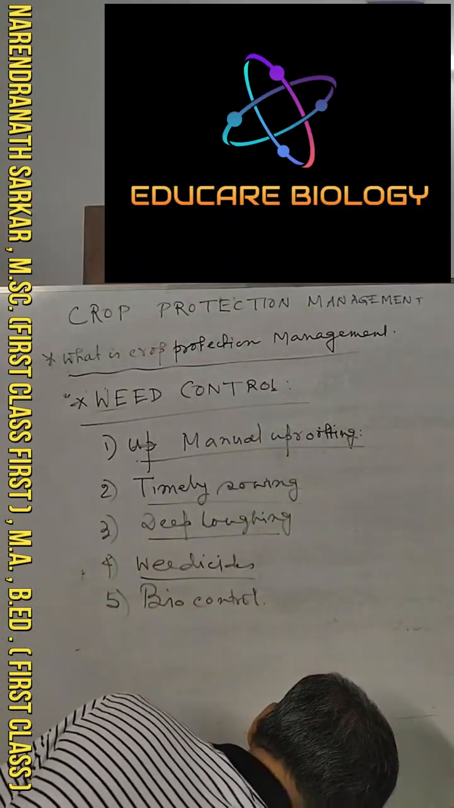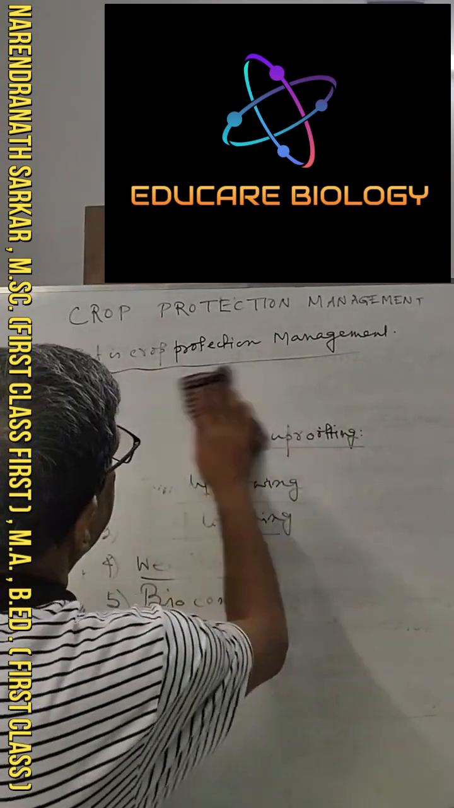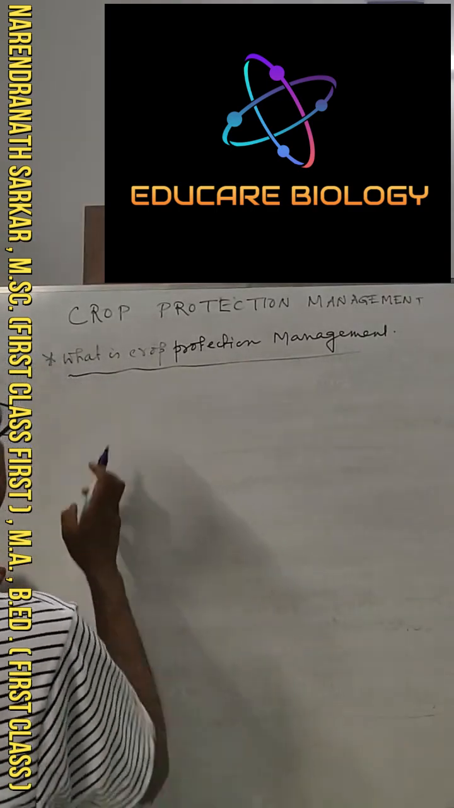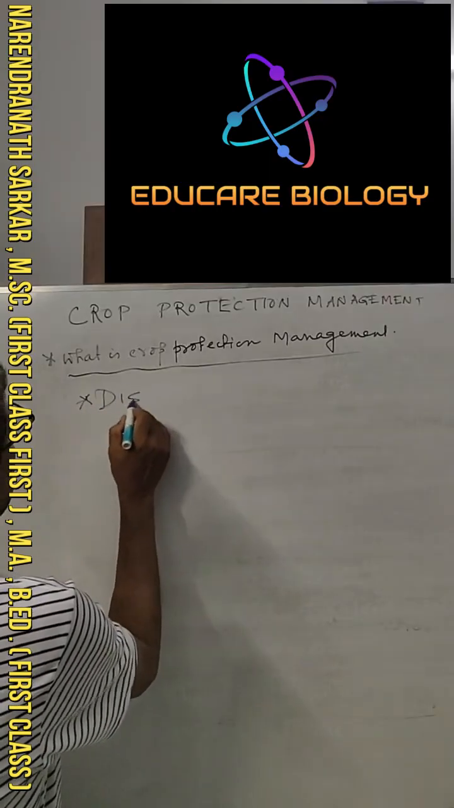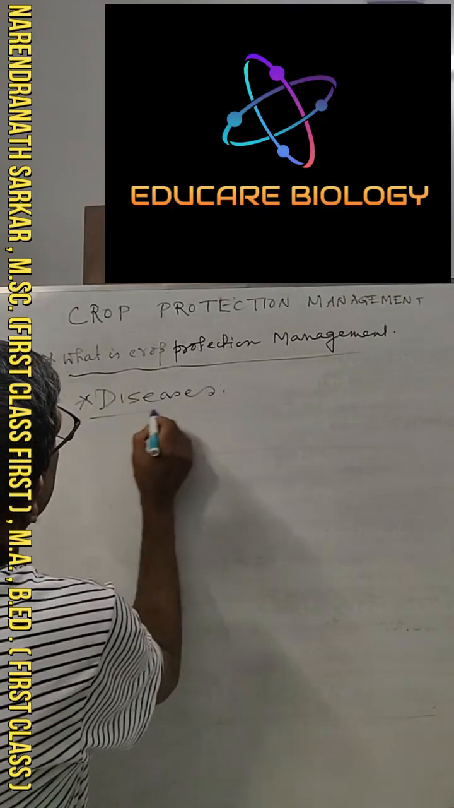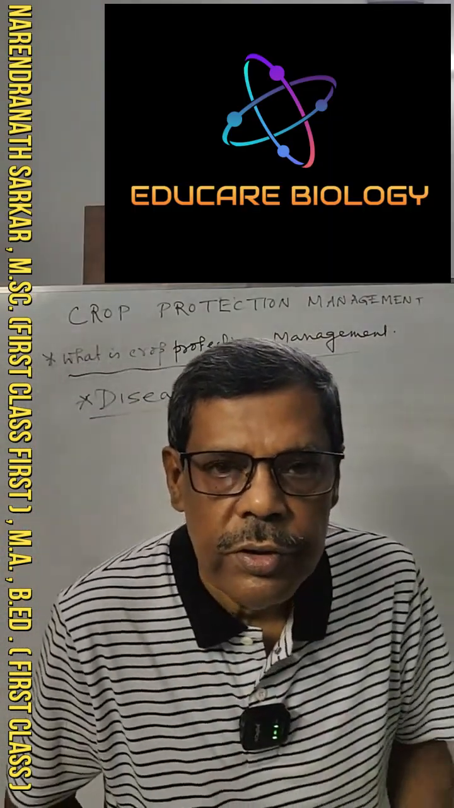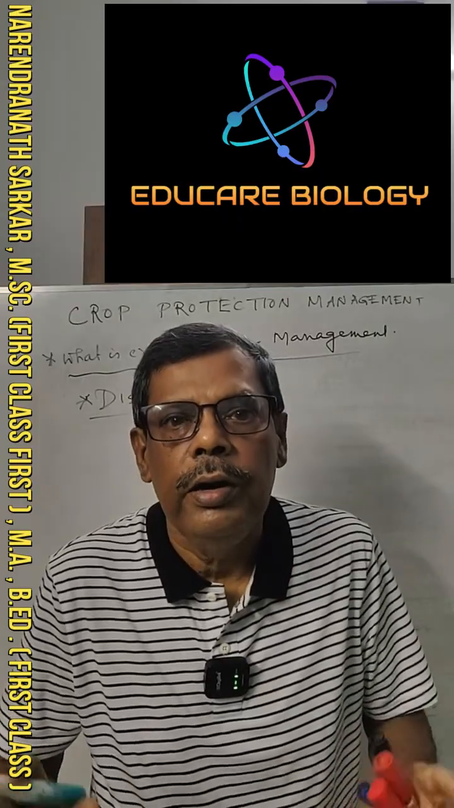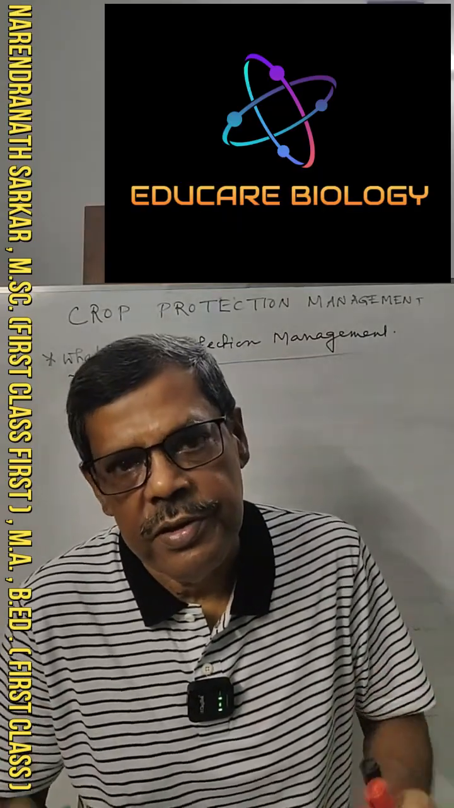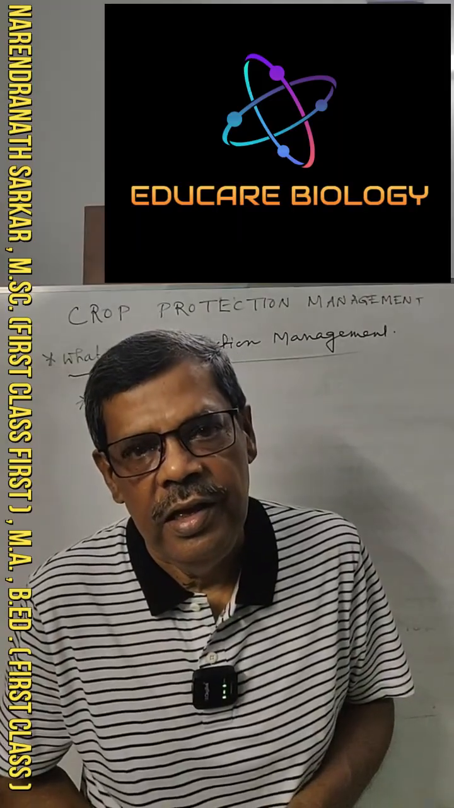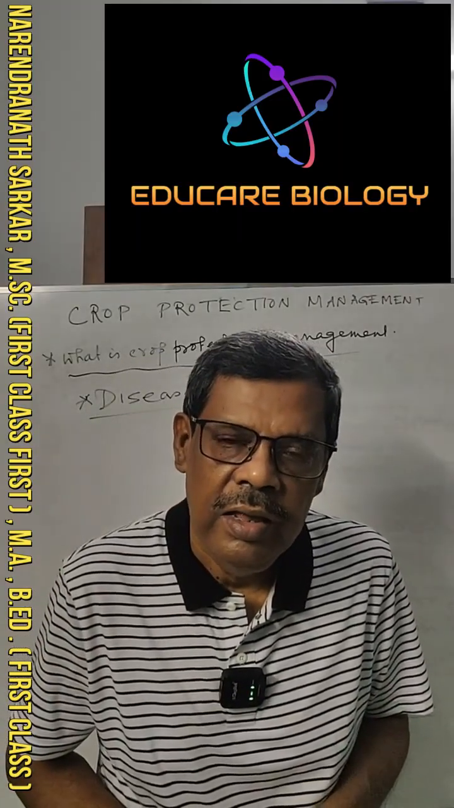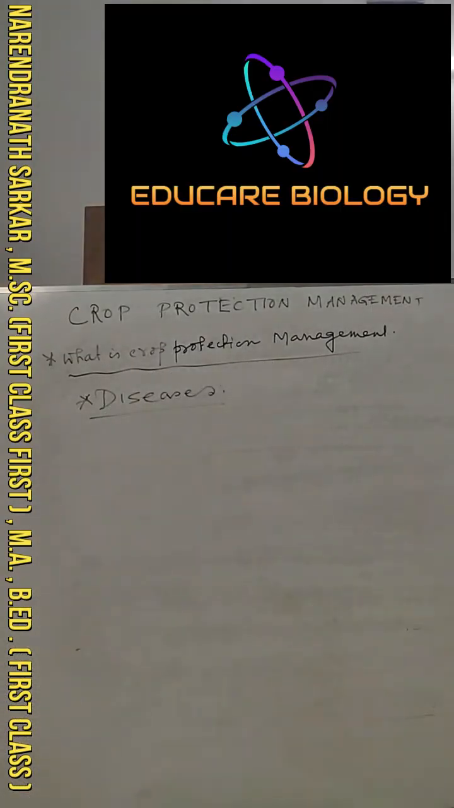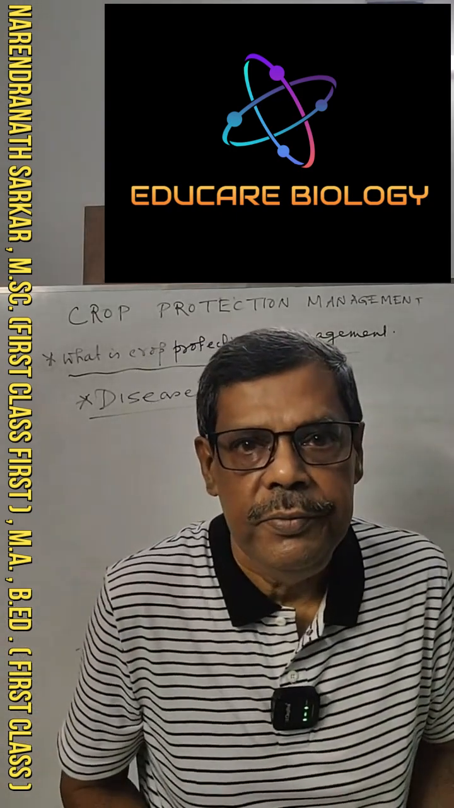Next, after weeds, I will discuss disease. Diseases are caused by bacteria, virus, fungus, or various types of pests, insects, etc. Disease reduces the crop yield.